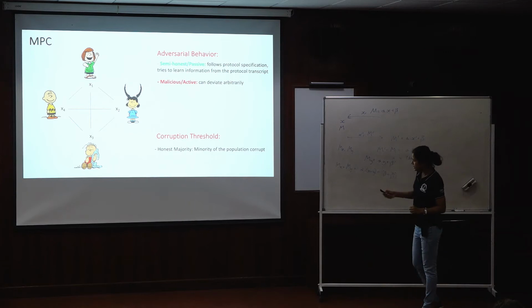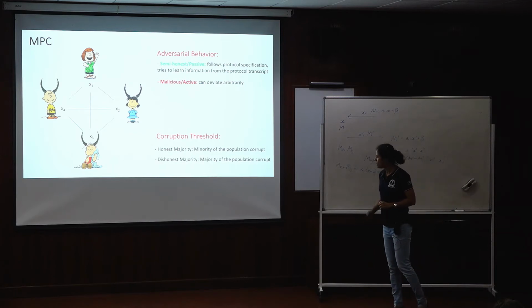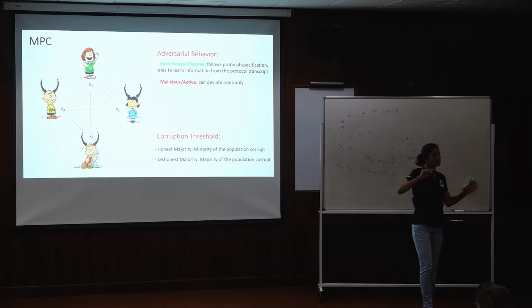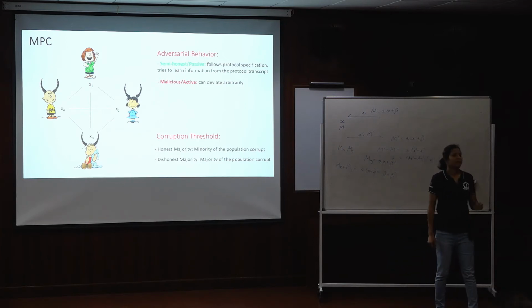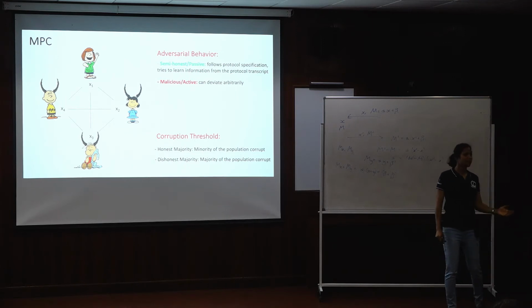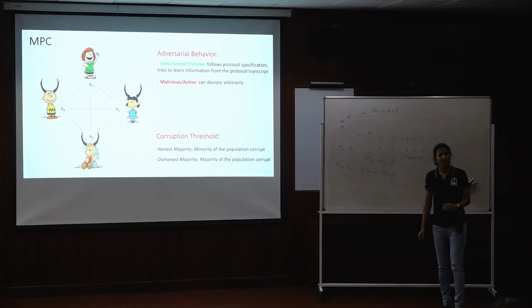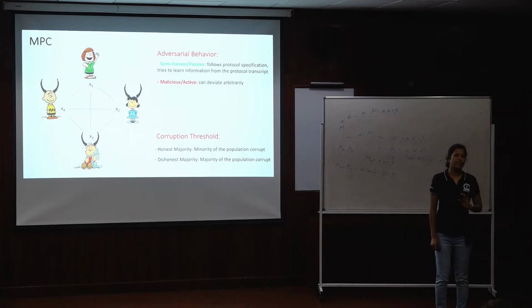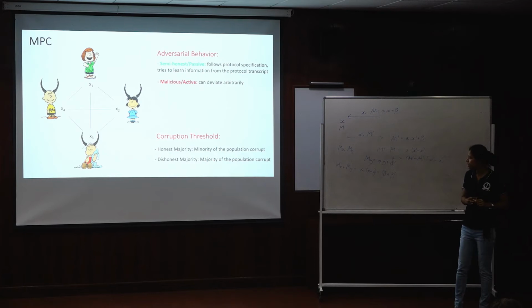The second kind is of course dishonest majority. So you can see that out of 4 parties, 3 parties are corrupt. That's a dishonest majority. In fact, 2 parties out of 4 parties is also a dishonest majority. Here the adversary can corrupt a majority of the parties. In the worst case, it can go all the way up to n-1 corruption. So all but 1 could be corrupt in this case.